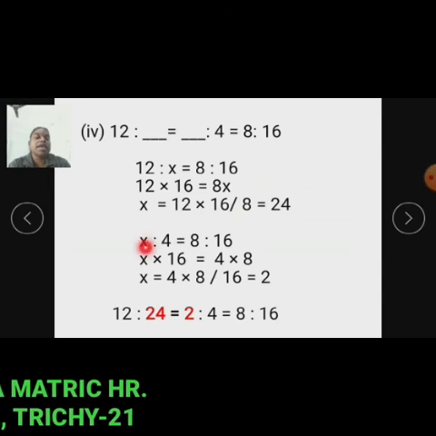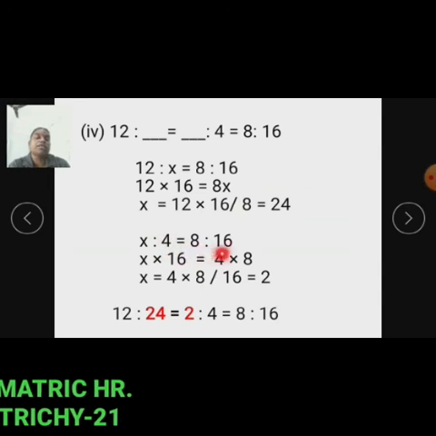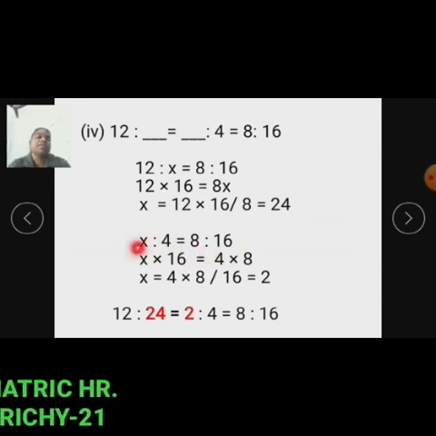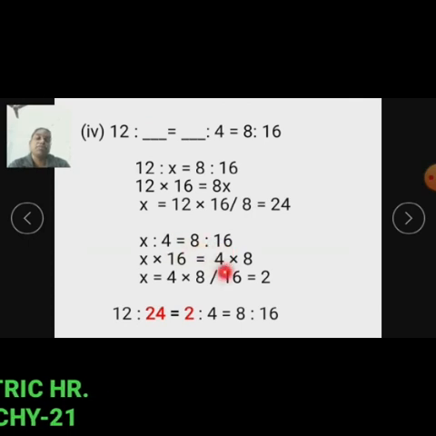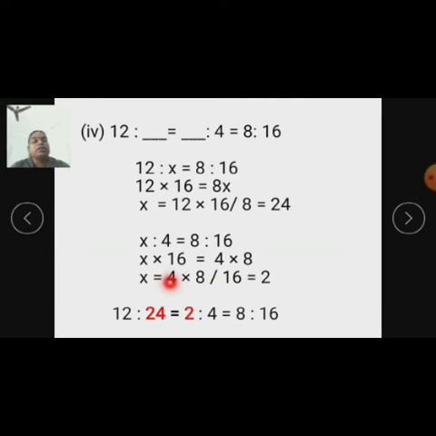Next we take x is to 4 equal to 8 is to 16. X and 16 are extremes. 4 and 8 are means. X into 16 equal to 4 into 8. X equal to 4 into 8 divided by 16. 16 is cancelled by 4. We get 2. 8 is divided by 4. We get 2.